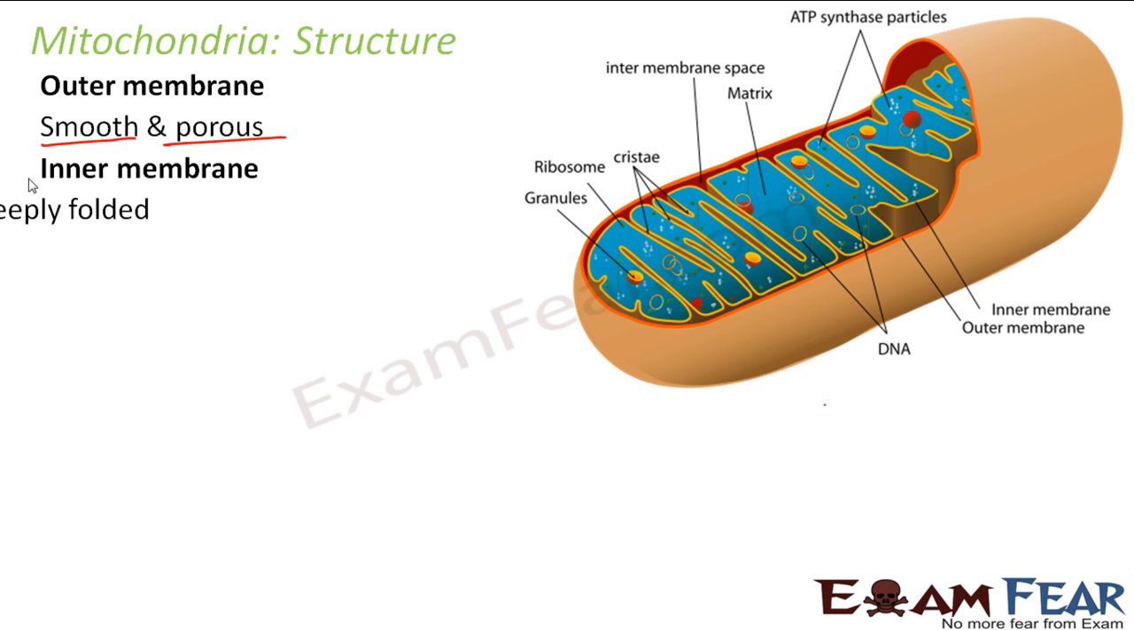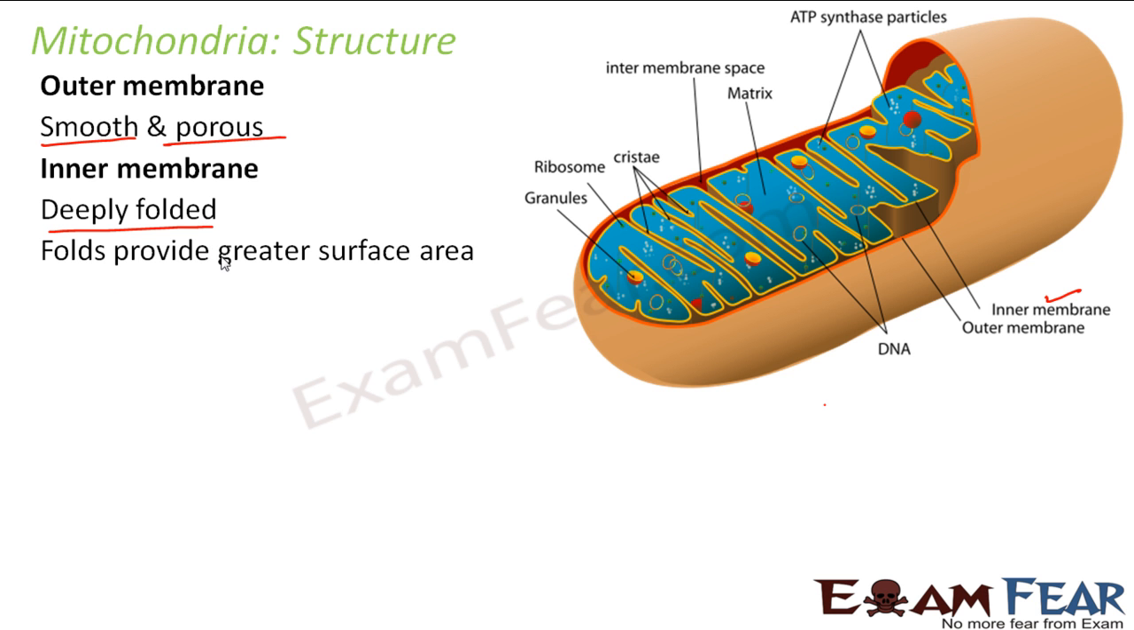Next we have another inner membrane which is deeply folded. If you look at the inner membrane, this is the inner membrane. It is a folded structure. It is not that smooth. So it has got curves and turns, right? So this is a deeply folded inner membrane. Okay, what else does it have? These folds provide greater surface area. Now because of these folds, it will provide greater surface area to the structure to generate ATP.